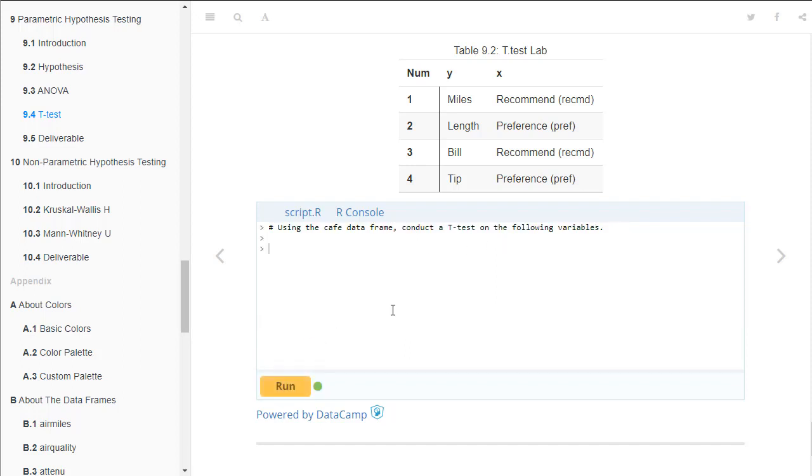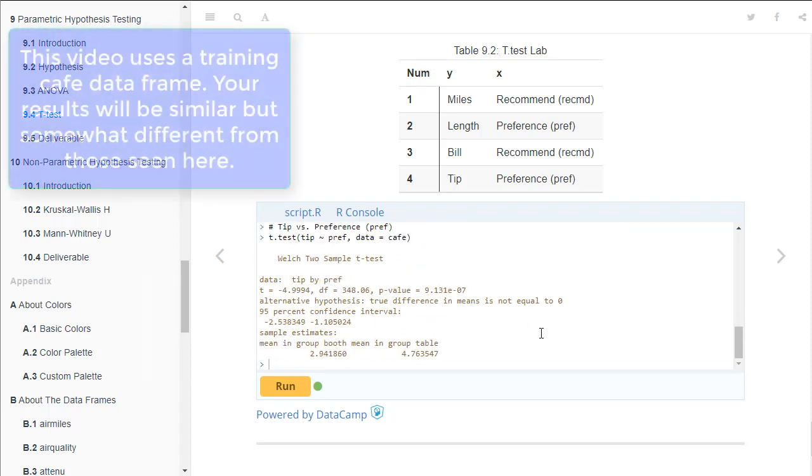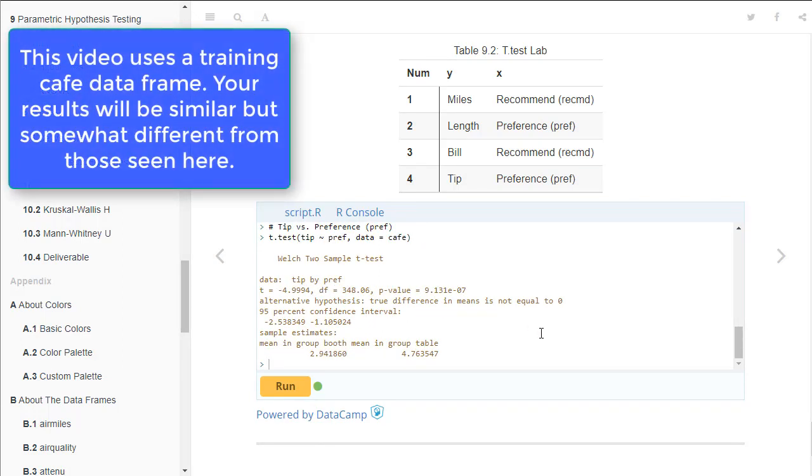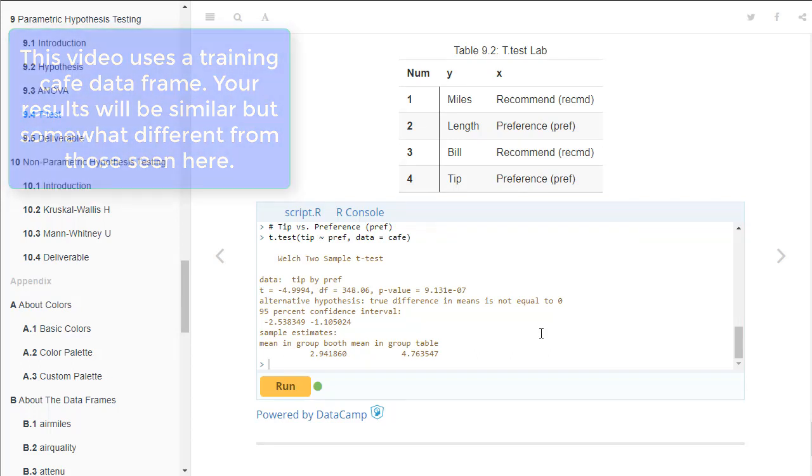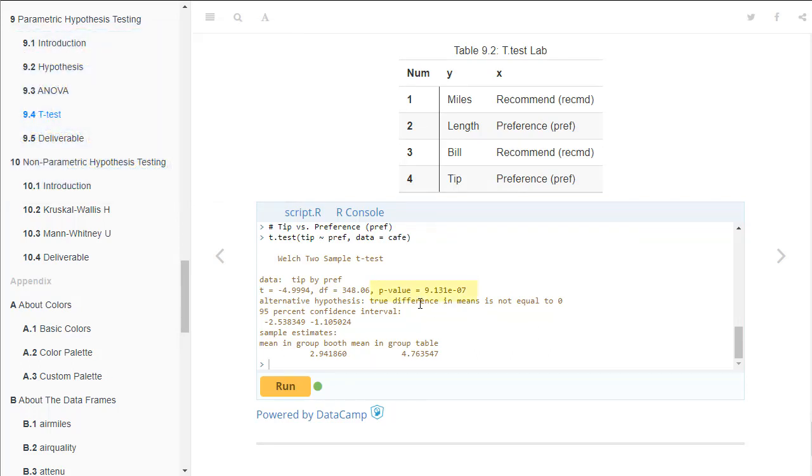And let me run that. This gives us all of these p-values. Again, all you have to report is just the p-value. And for instance, this last p-value is 9.131e-07. That's times 10 to the negative 7th. So this is very significant.